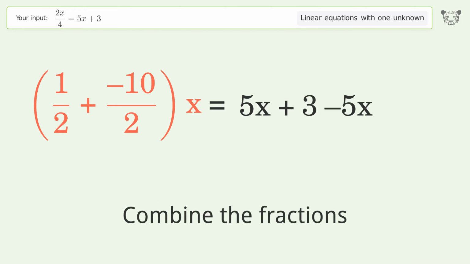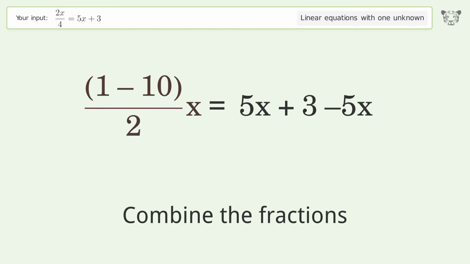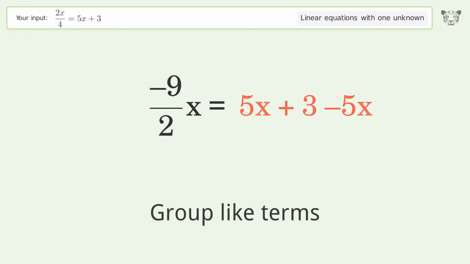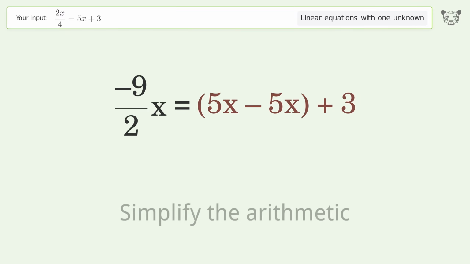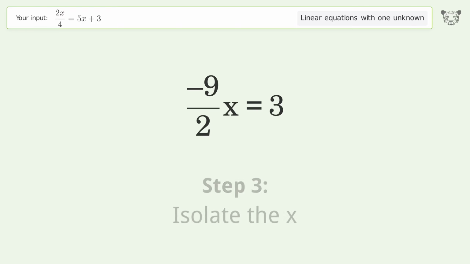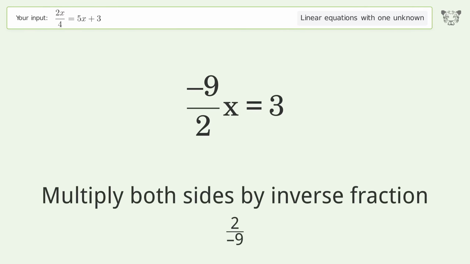Combine the fractions. Combine the numerators. Group like terms. Simplify the arithmetic. Isolate the x. Multiply both sides by inverse fraction 2/9.